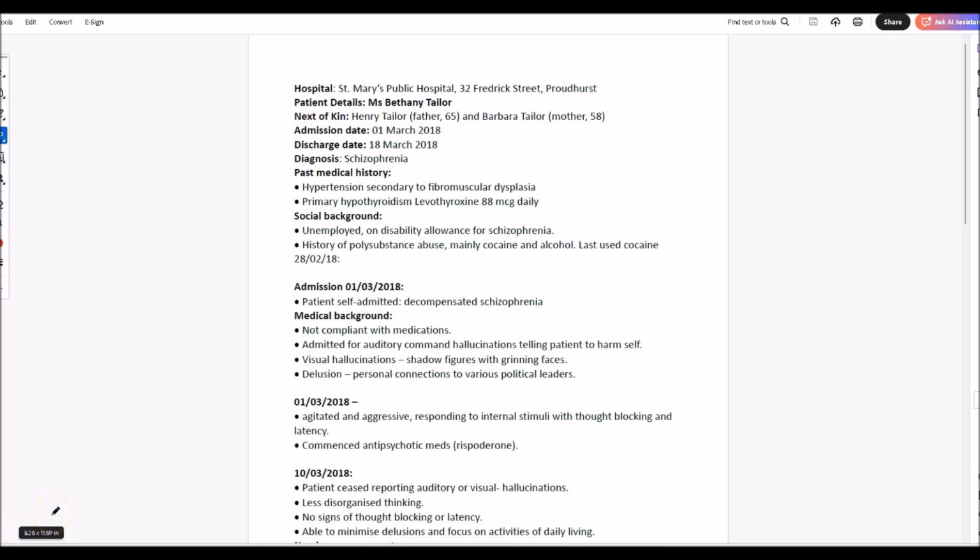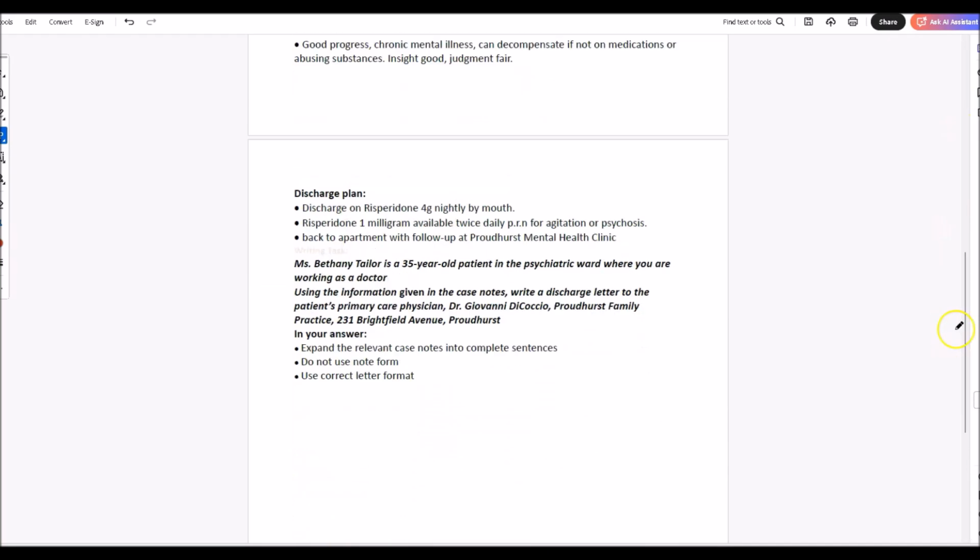Okay, let's take a look at a letter for OET. So, just get my stuff out. This is a Bethany Taylor one, and you might have seen it on the internet. Go to the task. You're a doctor in the psych ward, discharging the patient back to her GP.